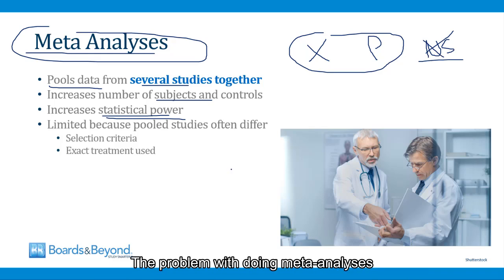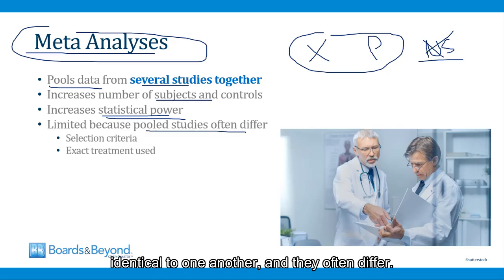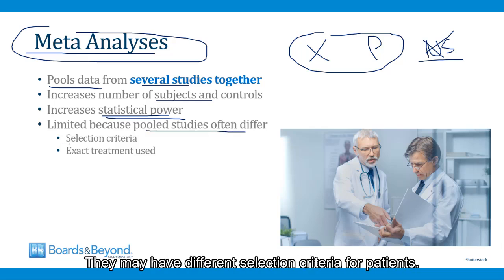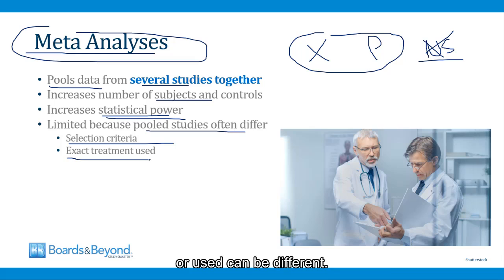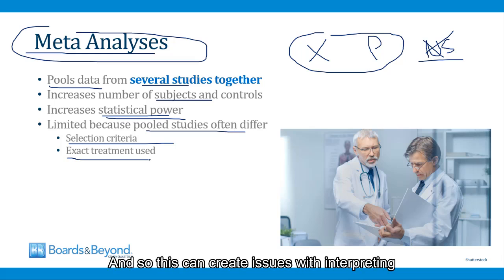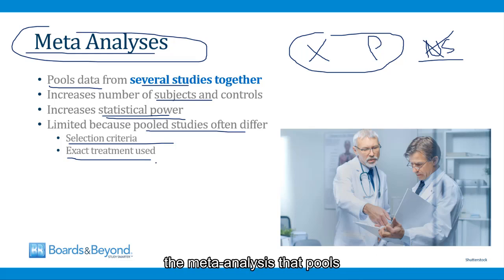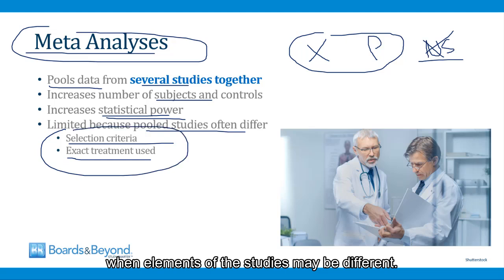The problem with doing meta-analyses is that the pooled studies are not always identical to one another, and they often differ. They may have different selection criteria for patients. The exact way the treatment is administered or used can be different, and so this can create issues with interpreting the meta-analysis that pools all these different studies together when elements of the studies may be different.